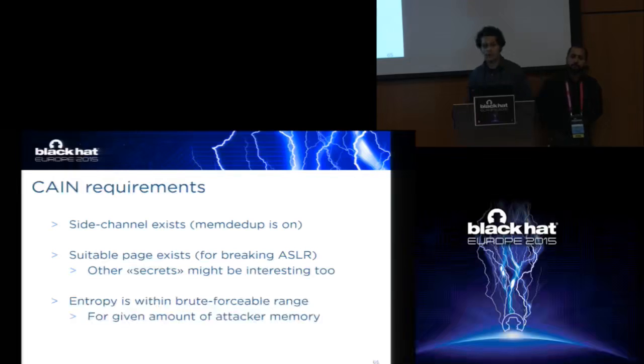You can also use other pages for leaking information, like antivirus versions or fingerprinting operating systems. But the interesting bit here is address space layout randomization, which we try to break. And the final assumption is that the entropy that we are trying to leak is within brute-forceable range. So for example, given an amount of memory that the attacker has, for example 4 GB, we can brute force all these bits that we want to leak.